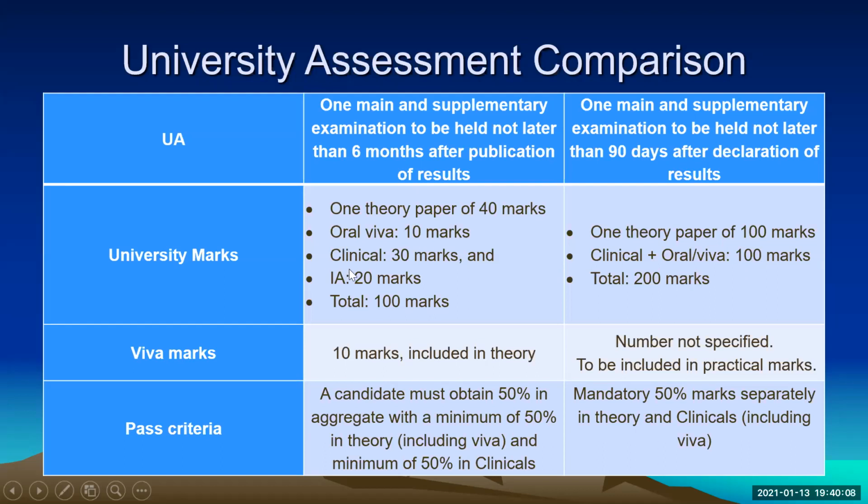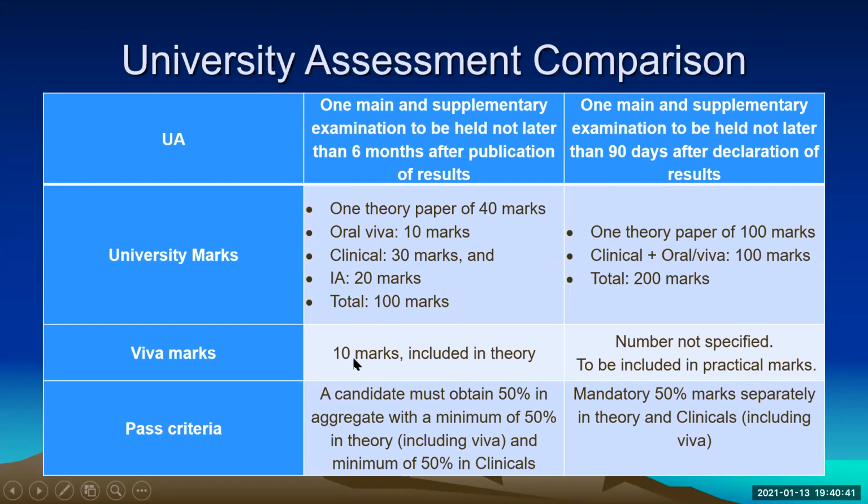Again, a major change. Up till now, the viva marks were added to the theory paper, and the practical was only of 30 marks. But now, viva will be included with the practical examination. So this is again a major change. And here we can see the 200 marks of internal assessment are not to be shown in the university marks. They are just an eligibility criterion. They won't contribute to the total score of the student.